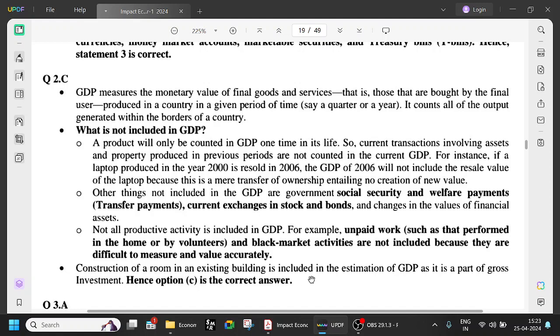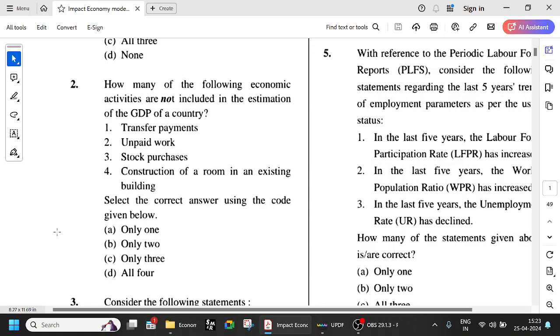Construction of a room in an existing building is included in the GDP, as it is a part of gross investment. Okay, so now let's go back to the question. How many of the following economic activities are not included in the estimation of GDP? So, transfer payments, unpaid work is not included, for sure. Stock purchases. Construction of a room in an existing building is included, right? Even if it's an existing building, you're constructing a new room. That means you're creating a new product. So this is there. Stock purchases are not there. Unpaid work is not there.